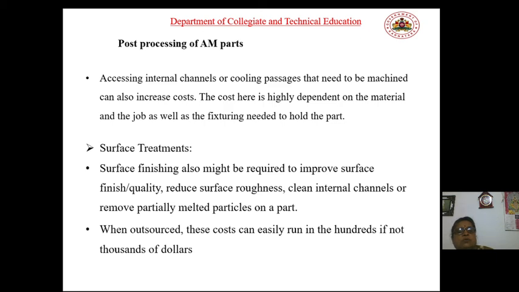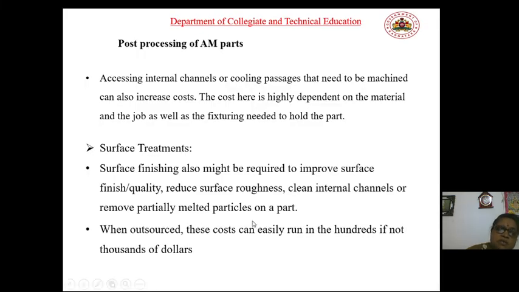The next step in the post processing of AM parts is surface treatment. This is a very important step, because surface finishing is highly required. It might be required to improve surface finish quality, reduce the surface roughness, clean the internal channels, and remove partly melted particles on a part. When outsourced, these costs can easily run into the hundreds, if not thousands, of dollars.